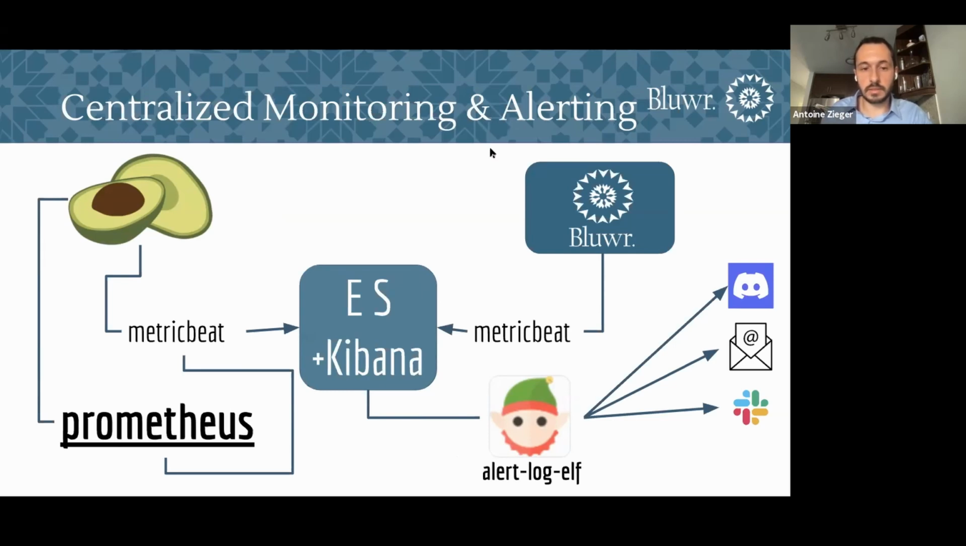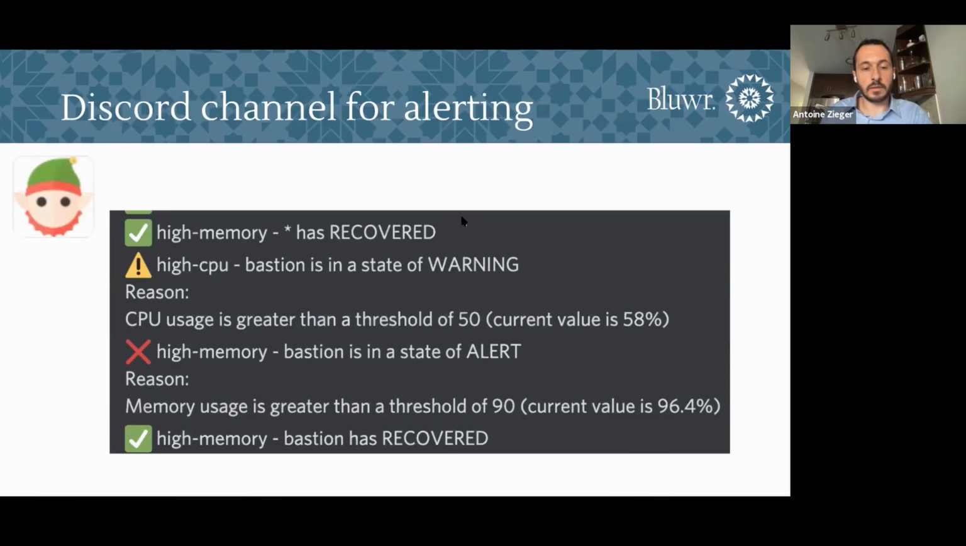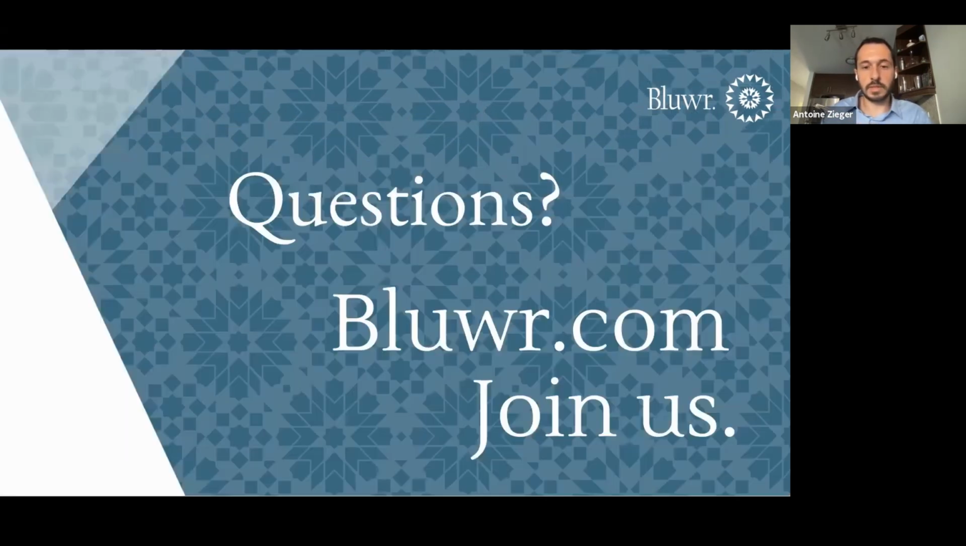And here is what it looks like on our Discord channel. We have a channel dedicated to alerts, which says here, for example, there is high CPU usage. It's only a warning, but we still need to know. Then high memory, for example, and then it also tells you at the very bottom here when it recovers. And that's what we wanted to share with you guys today.